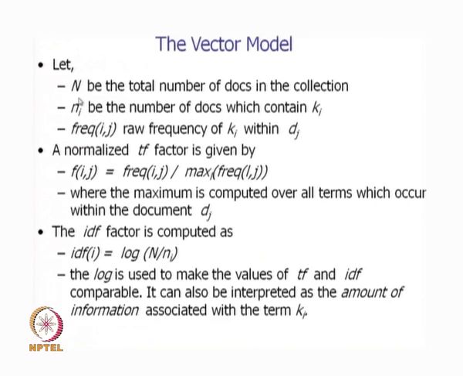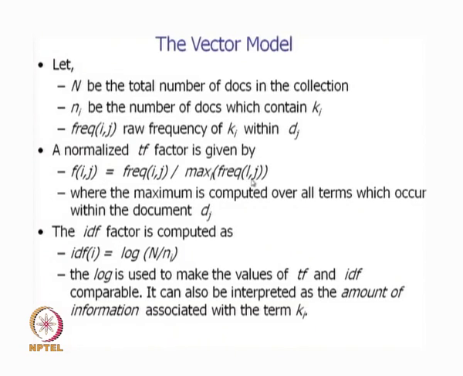So, formulating this further, suppose capital N is the total number of documents in the collection, n_i is the number of documents which contain k_i, and freq_ij is the raw frequency of k_i within d_j. So, this is the term frequency of k_i in the document d_j. A normalized TF factor is given as f_ij, which is nothing but freq_ij, that is the term frequency of the ith keyword, divided by the maximum over all words frequency present in the document.